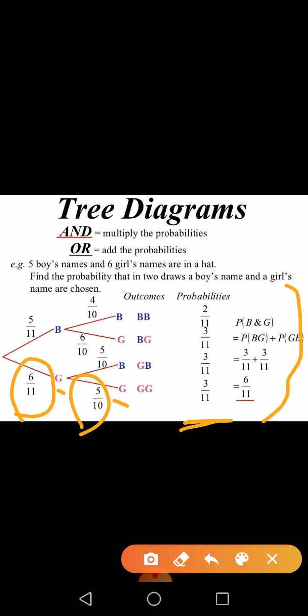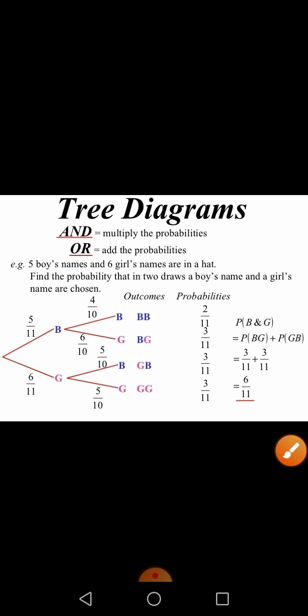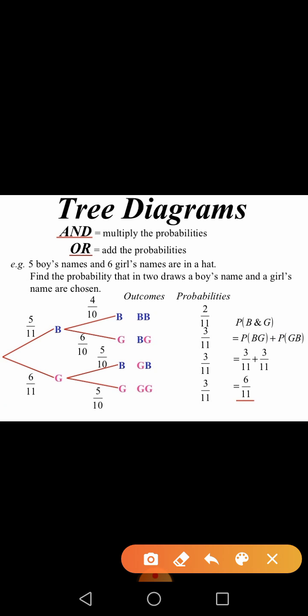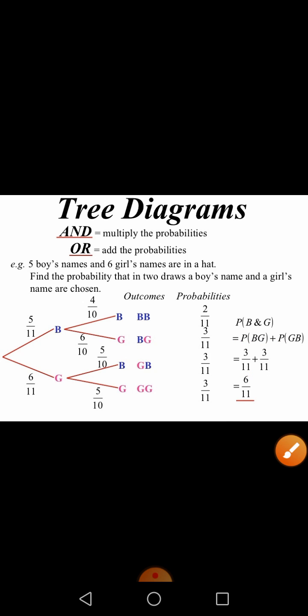So the answer will be here of the probability. Here he wants what? The probability of girl and boy names being chosen. So where is girl and boy? Here. Sorry. Girl and boy will be here. So the probability will be 3 over 11 plus 3 over 11 equals 6 over 11. You got the answer here?